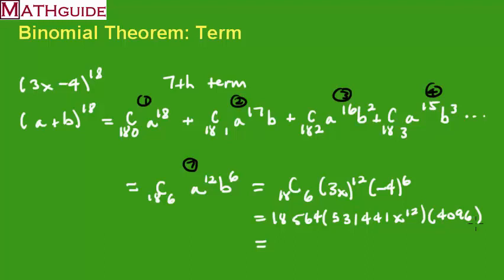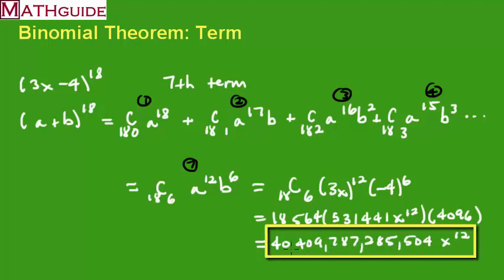So now I'm going to multiply all those numbers together. And we're going to get another huge number, 40,409,787,285,504 x to the 12th. Okay, so we get this large number. This is our answer. This is the final answer to this problem.